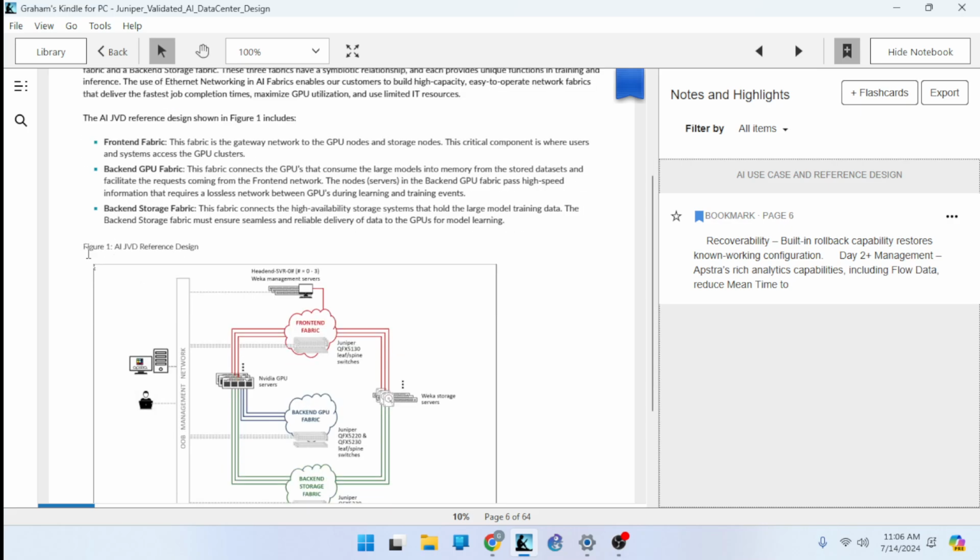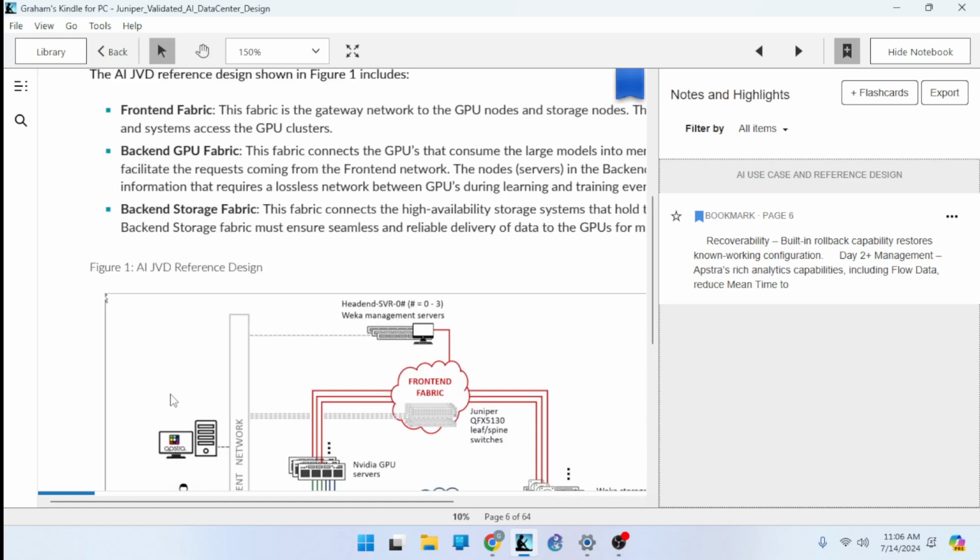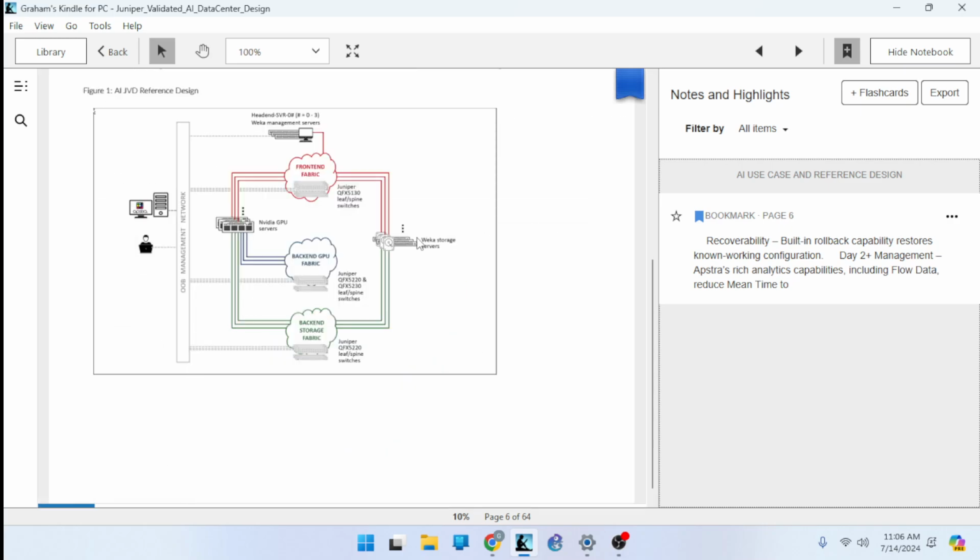So here's an AI, artificial intelligence, Juniper validated design, reference design. So this is a picture of it. It's Figure 1. So we have an out-of-band management network. Now we have an image here. I don't know what this is. Oh, it's Apstra. So I guess Apstra is kind of like Cisco ACI. I think Apstra is basically Cisco ACI.